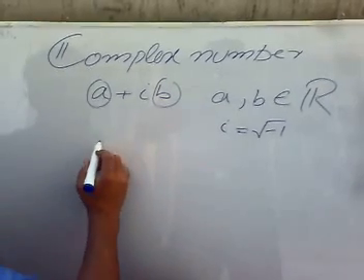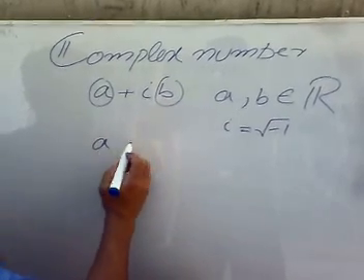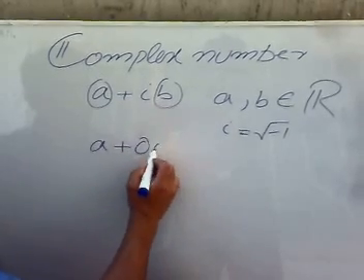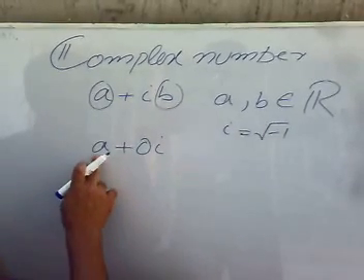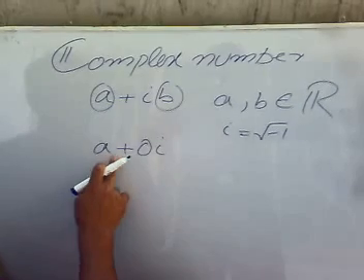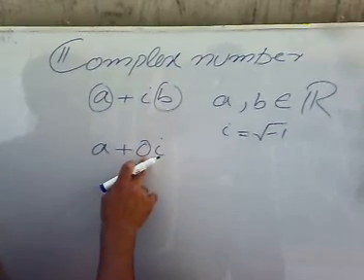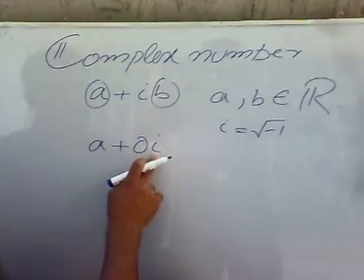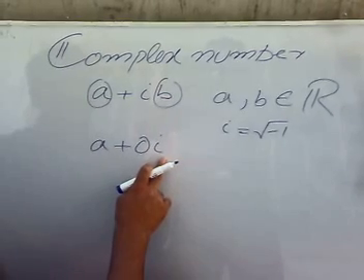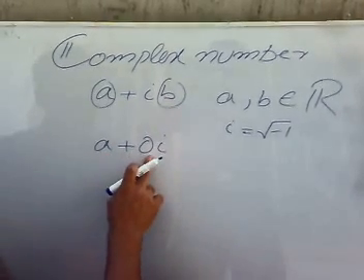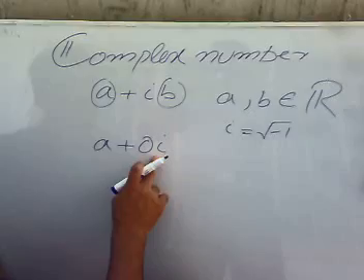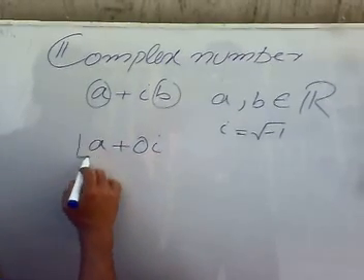Suppose we have a plus 0 iota. Then a is purely a real number, and when we add 0 iota to it, it will be converted into a complex number. So every real number can be represented as a complex number.